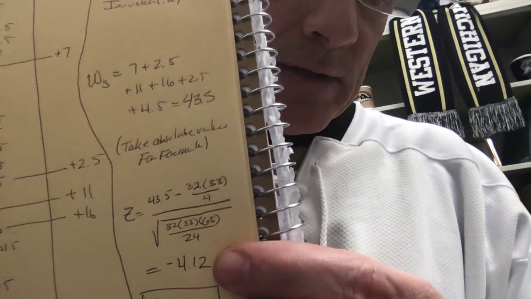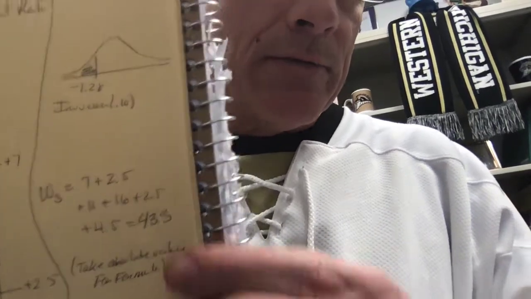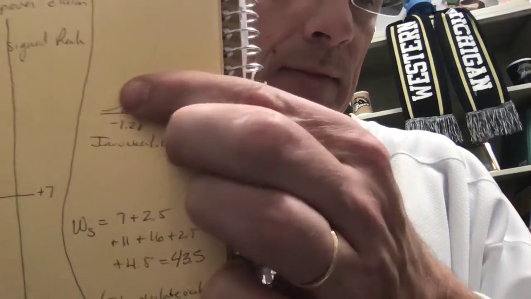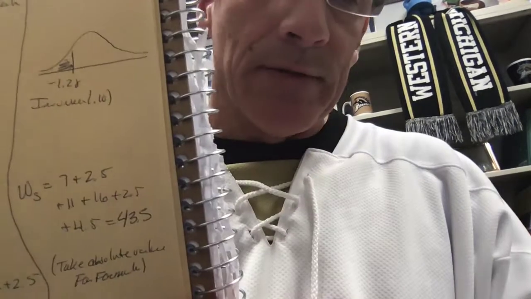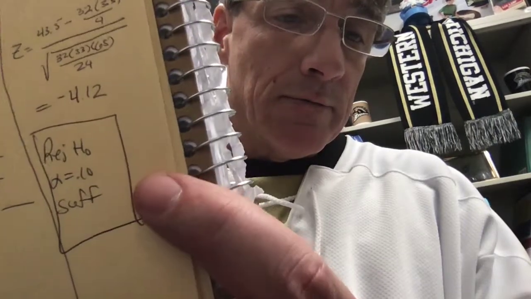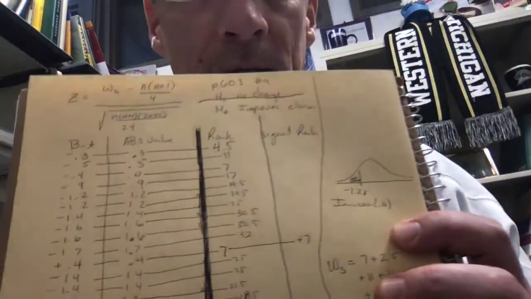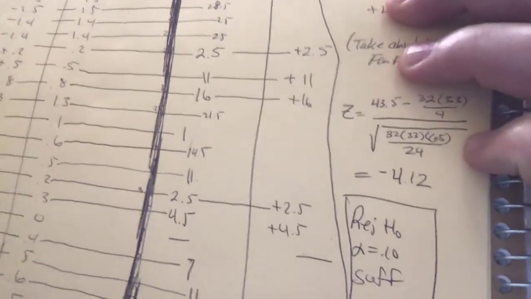Punching this all into the calculator, I got a z-score of negative 4.12. Well, negative 4.12 is way over in the rejection region. So I will reject the null, and when I reject the null, I of course put the line through the null. And then I look at the word claim. Does the claim have a line through it or not? And the claim did not, so that there is now sufficient evidence to support the claim.